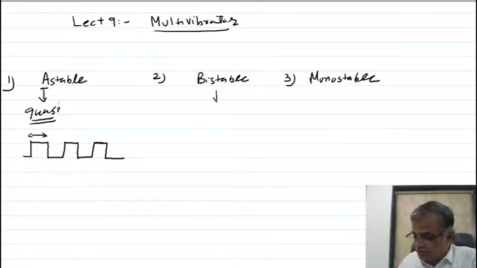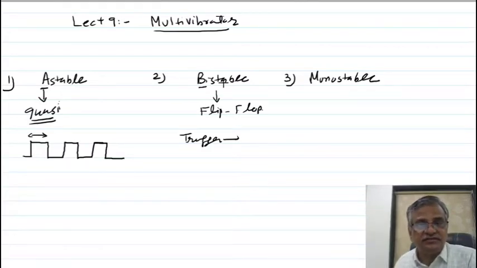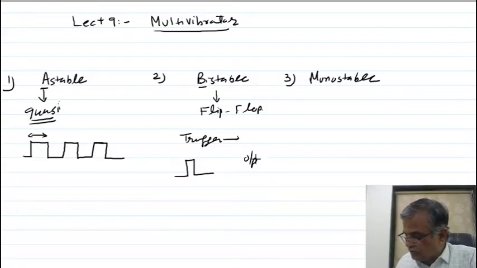Bistable means it has two stable states. It is used in memory devices. It is also known as a flip-flop. As you give the trigger input to the bistable, the state is changed. The output of the circuit changes from on to off, or off to on.